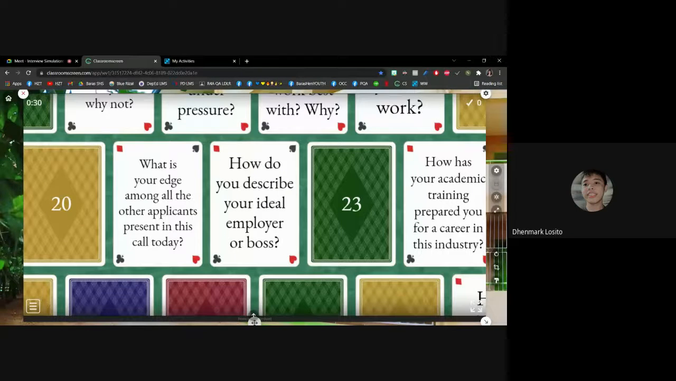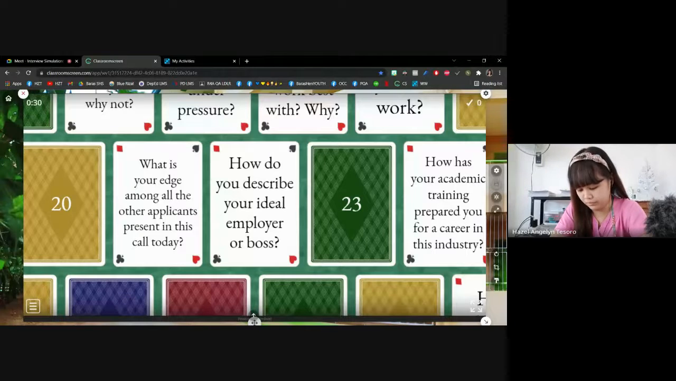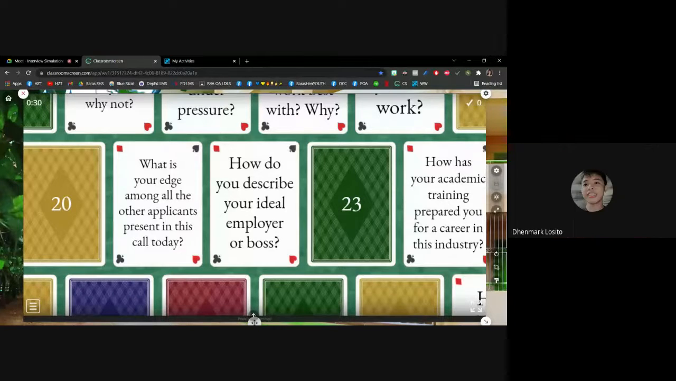How do you describe your ideal employer or boss? I describe my ideal employer or boss as a good leader po. Like he or she knows how to handle his or her employees po, and knows how to get along, and how to entertain us in a good way po.